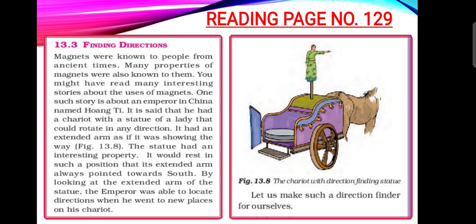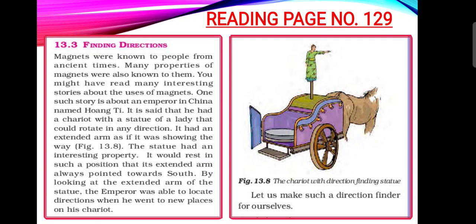Children, you know that in ancient times, magnets were known to people only for direction, to calculate the direction. You might have read many interesting stories about the uses of magnets, and there was a story of an emperor in China named Hong Ti. Children, it was said that the emperor had a statue in his chariot, a statue of a lady which could rotate in any direction.